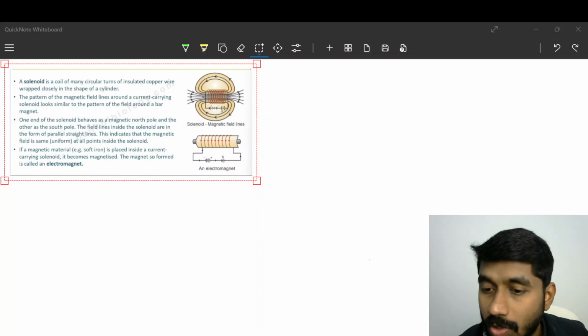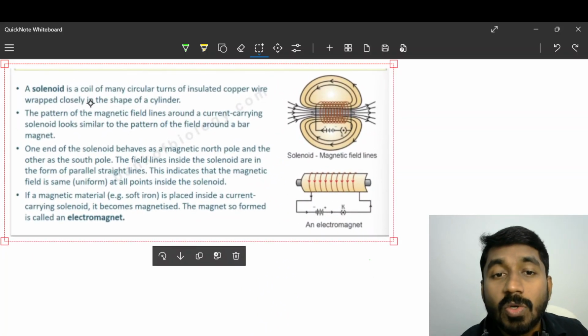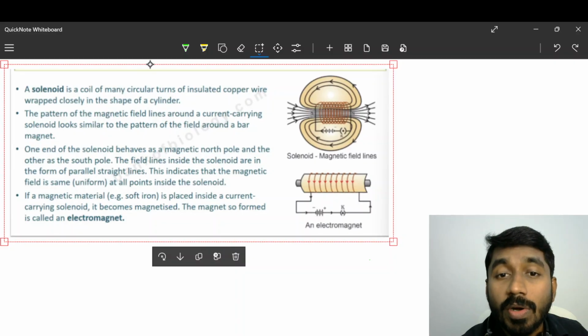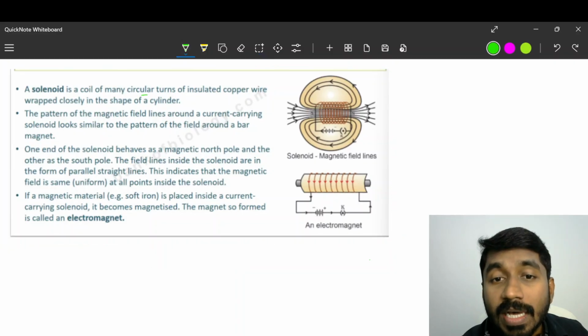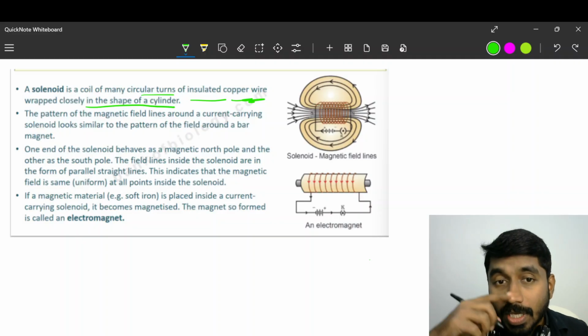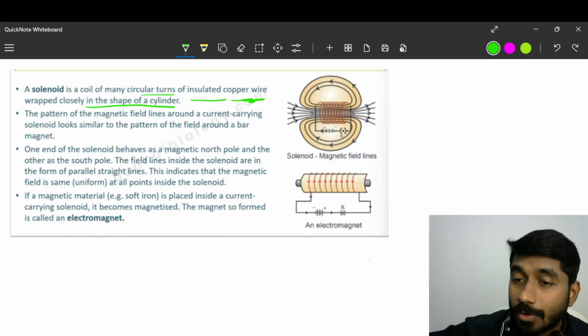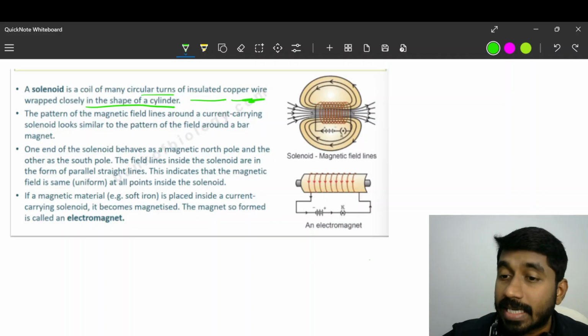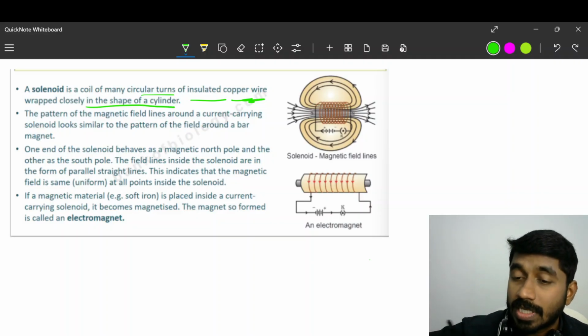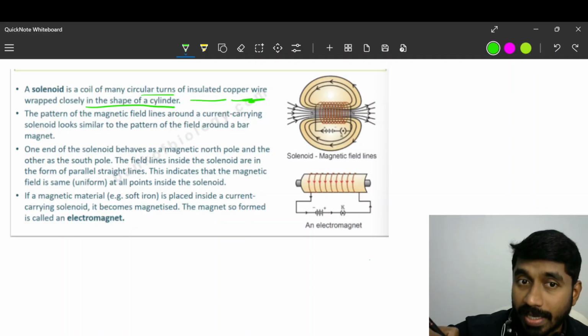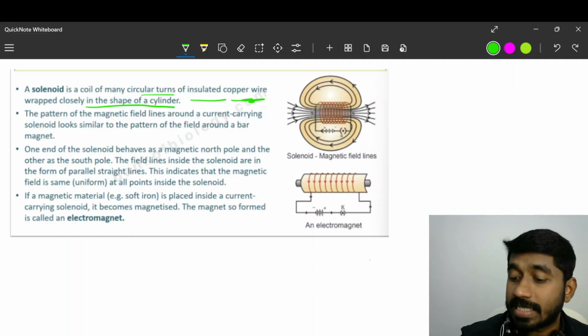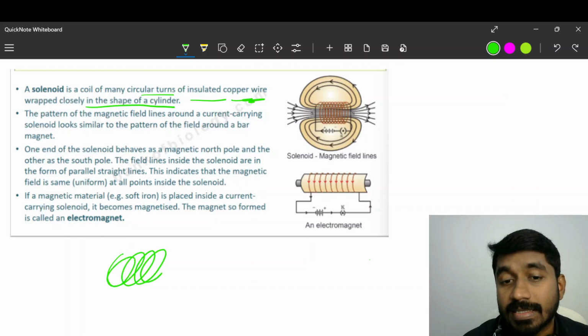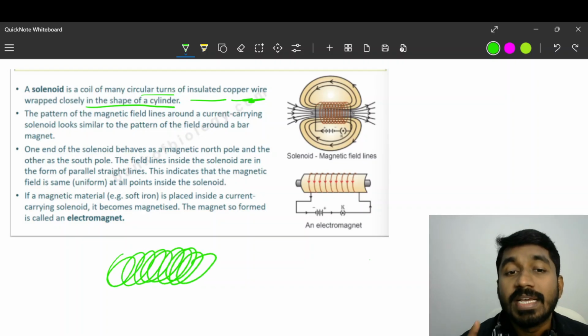So let's see what a solenoid is. A solenoid is a coil of many circular turns of insulated copper wire wrapped closely in the shape of a cylinder. So a coil of many circular turns of insulated copper wire. Understood? Circular turns of copper wire wrapped closely in the shape of a cylinder, like this.